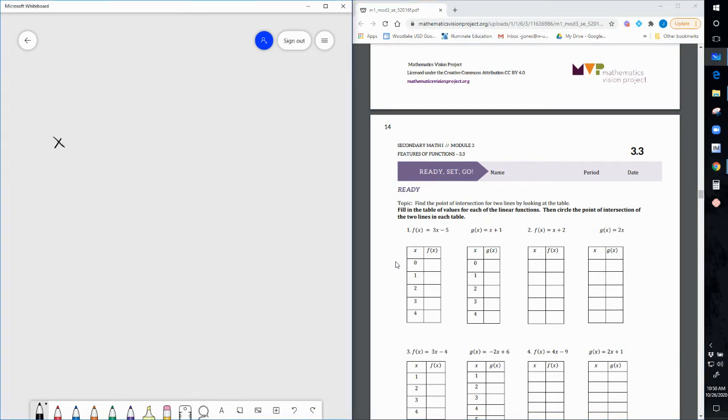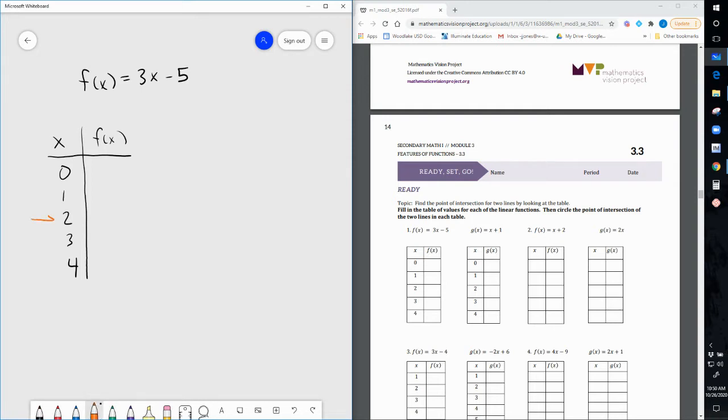Okay, the table looks like this: x, f of x, or y, whatever you want to put there. And then it gives us all the x values to try, which is good news. And then it gives us the equation, f of x equals 3x minus 5. All you have to do is plug in the x values that it gives you.